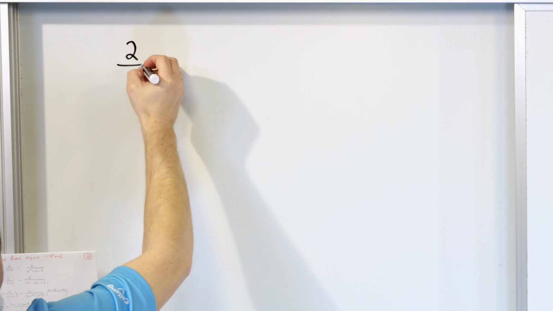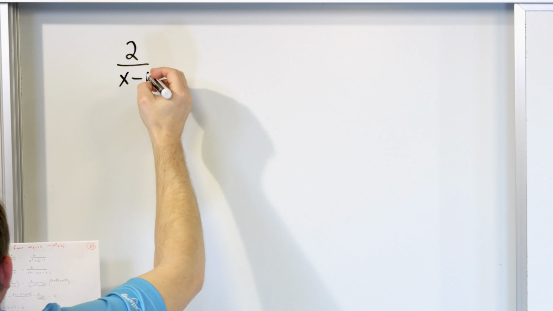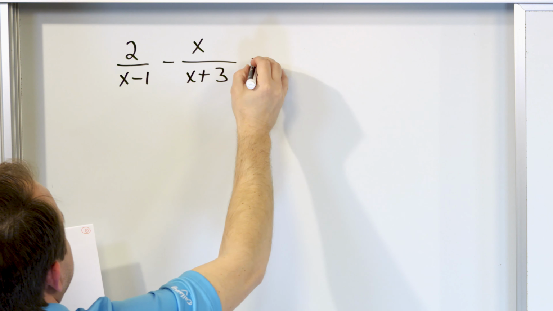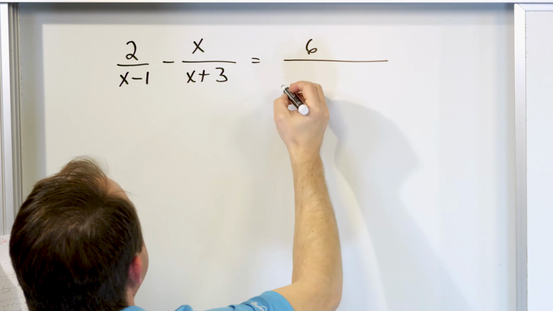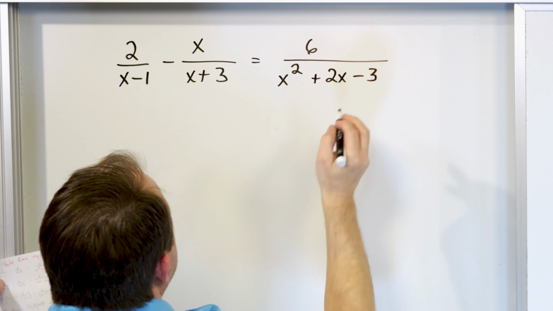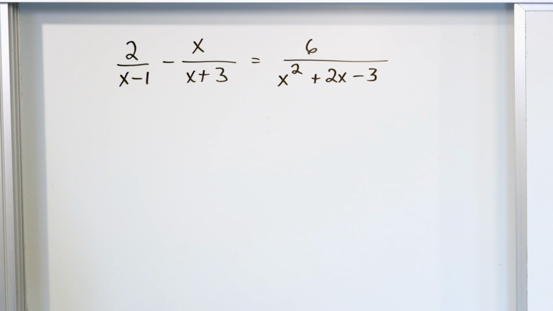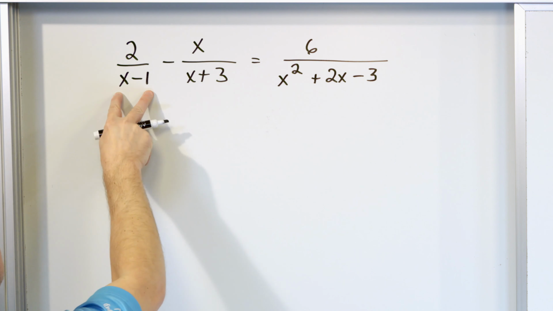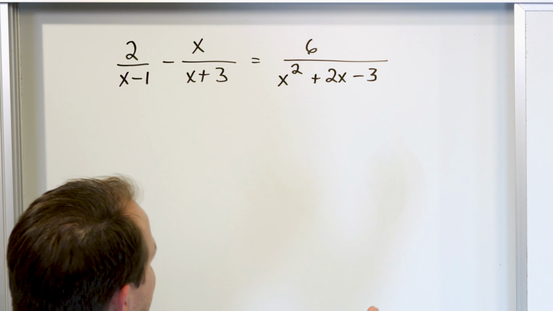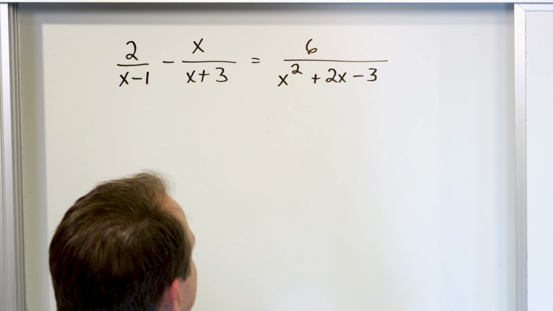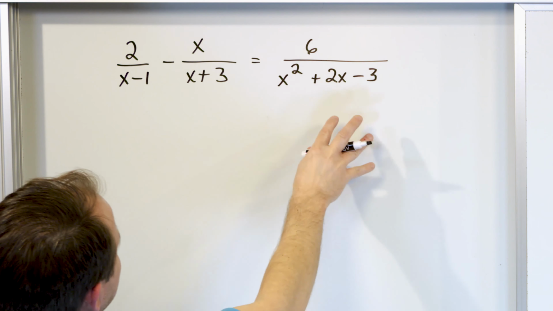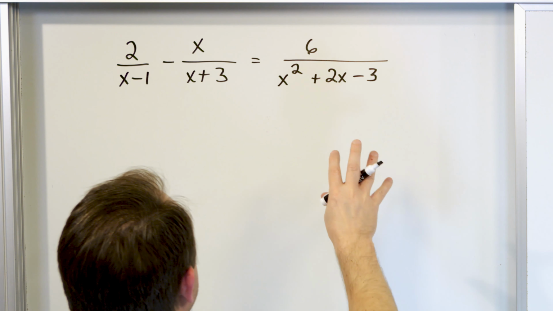What if we have 2 over x minus 1 minus x over x plus 3 equals 6 over x squared plus 2x minus 3? So you do the same thing we always do. We want to clear denominators. So we know we have to multiply by x minus 1. We know we have to multiply by x plus 3. And typically, if we weren't thinking too hard about it, we also know that we would have to multiply by this entire term. However, we always want to factor any polynomials first just to see what the factored form is.